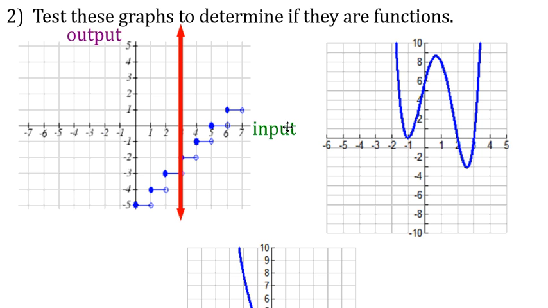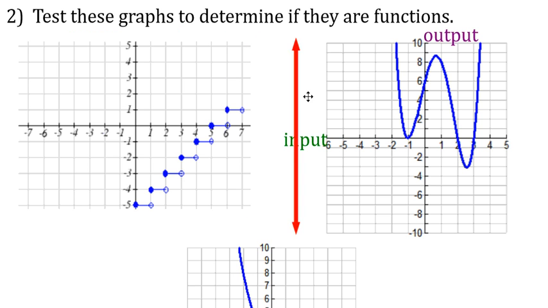The one here on the right, again, here's our inputs, here's our outputs, and let's see, for every input, do we have one specific output to make a function, or do we have multiple? Well, here we go. It's touching once, touching once, touching once, all the way through. This would represent a function because every input has one output.